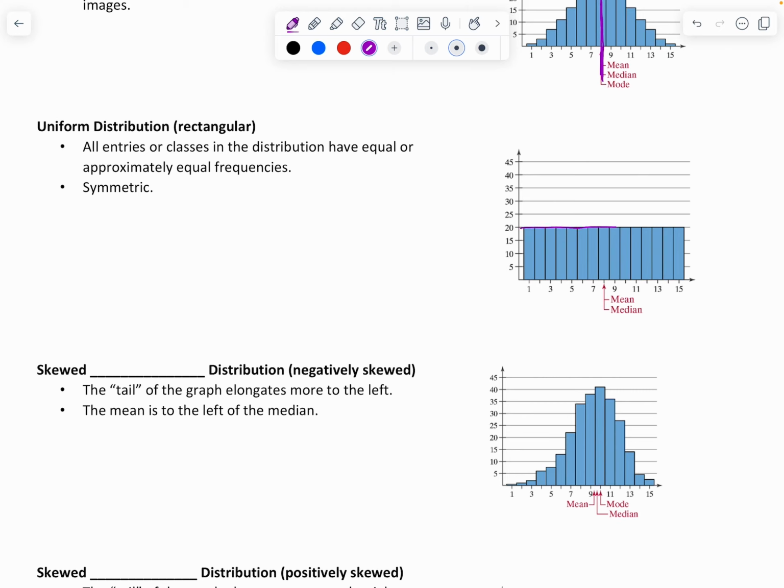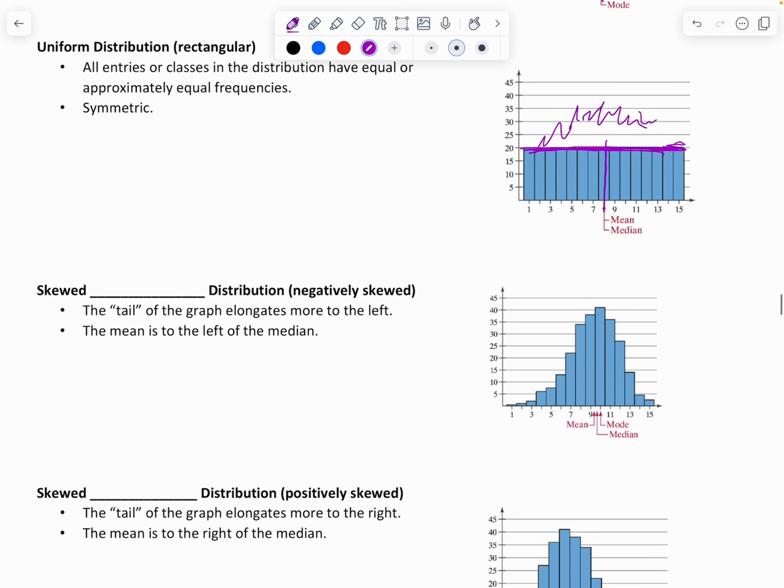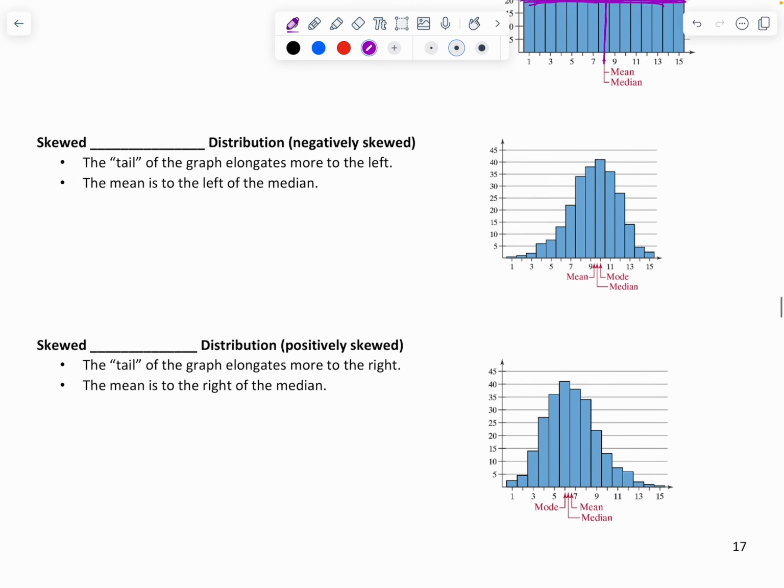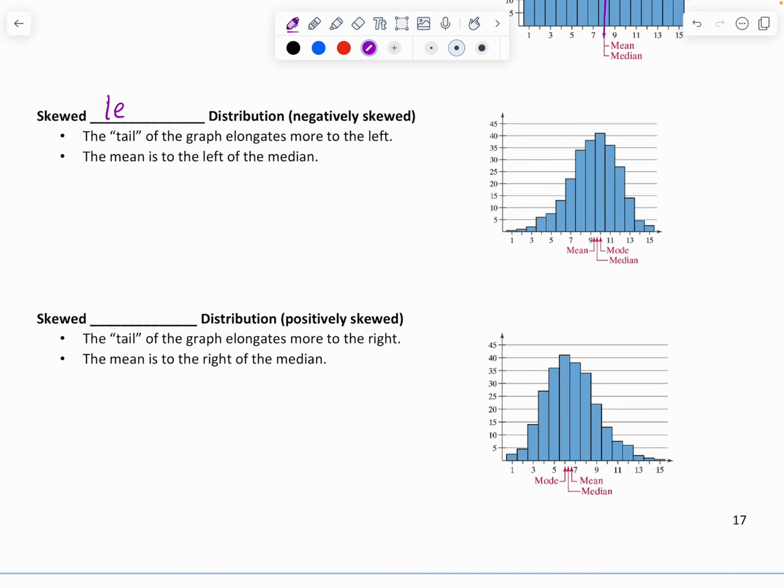A uniform distribution is where everything seems to be literally the same amount all the time. Again, my mean, my median, and the mode can be the same, but at the same time, there's no variation in the way the shape of this goes. So since there's no variation, this is called uniform. And then we have these last two graphs. The top one is skewed left. The bottom one we call skewed right.